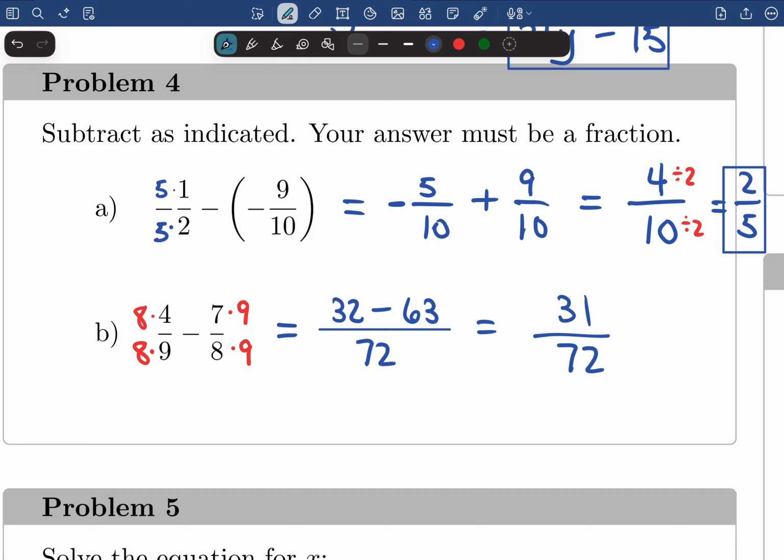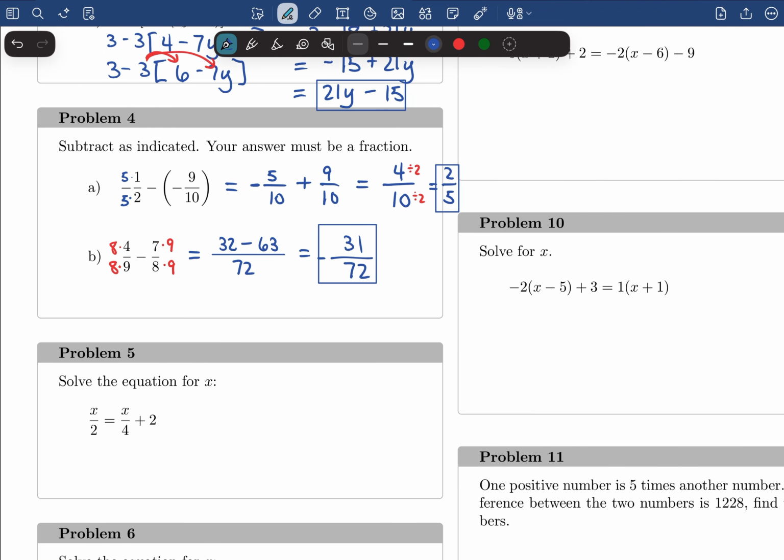Now that negative we can write in front of the fraction. Remember, negatives can be on top, they can be on bottom, or they can be in front. Typically when we write a final answer, we'll pull that negative out front. And I noticed that 31 is a prime number, and 72 is not a multiple of 31, so we can't reduce this fraction any further. Let's go ahead and move forward to problem number 5.